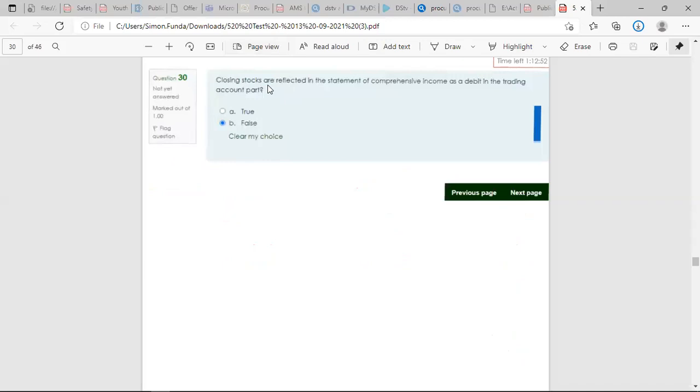Yeah, so that's what it means. So closing stock is reflected in the statement of comprehensive income as a debit? No, it's not a debit, but a credit. If you are reflecting it in the trading account, you're supposed to credit and not debit.